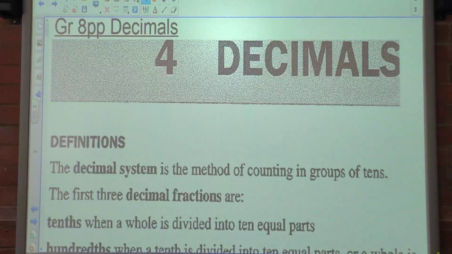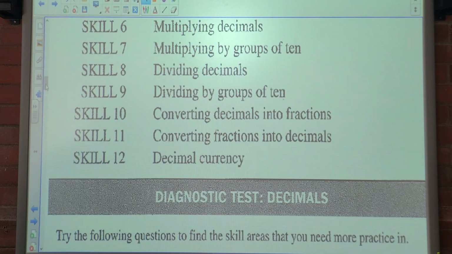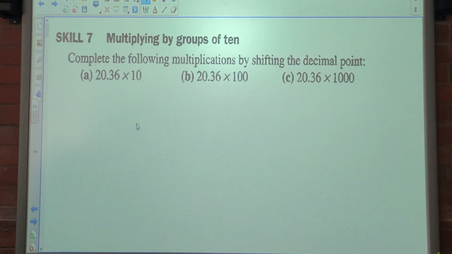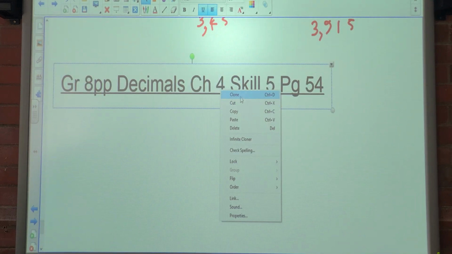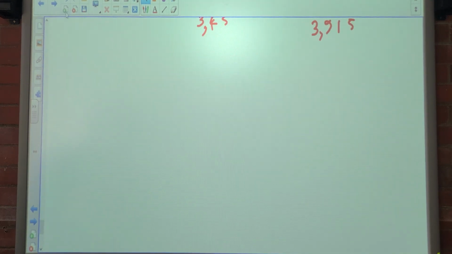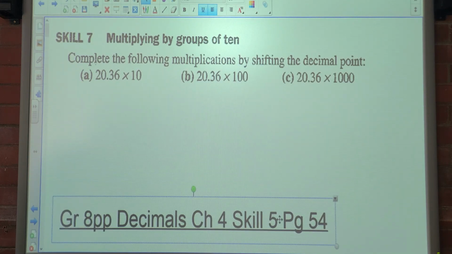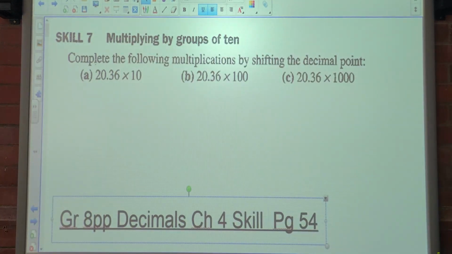Okay, good afternoon class. So today we're looking at decimals, decimal fractions. We're on skill 7, 8, 10. In this video we'll do 7, 8, 10. And this is on page 55.